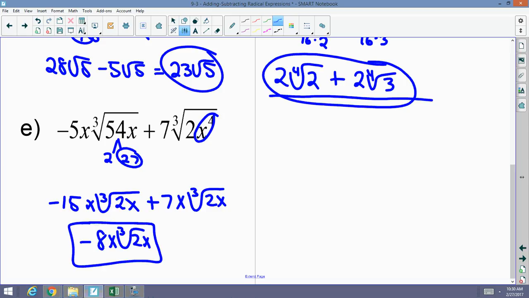Where did I get the negative 15x? Thank you so much for asking, my brother. What's the cube root of 27, sir? 3 times negative 5? No, thank you, my brother. Thanks for your honesty, kid.